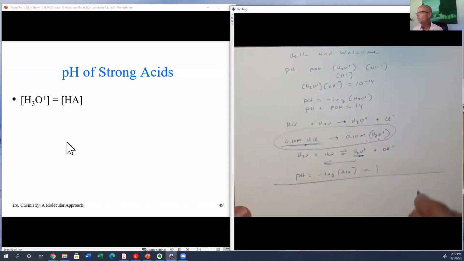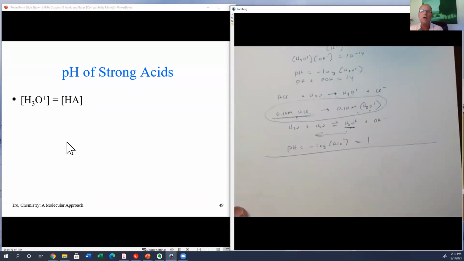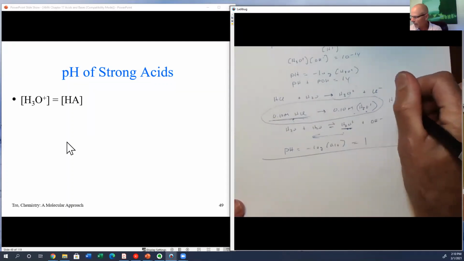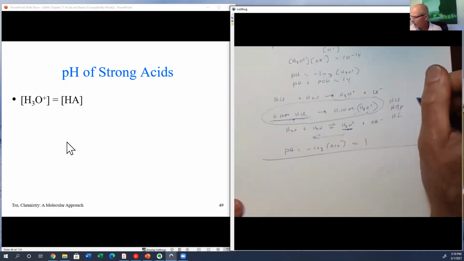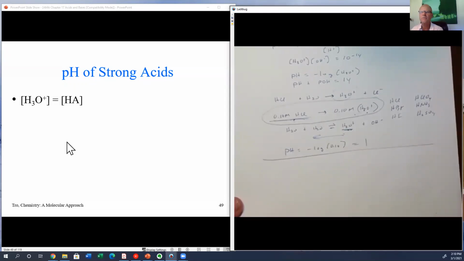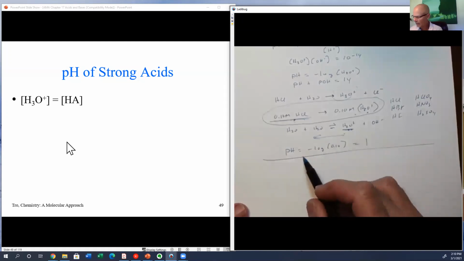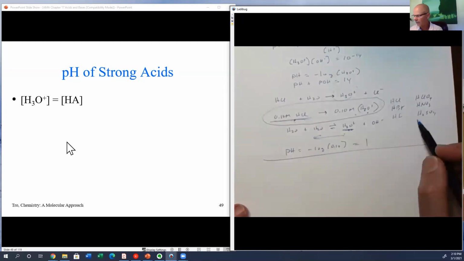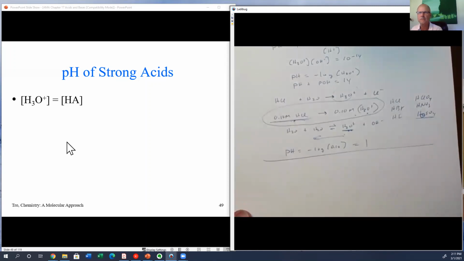Now, weak acids are a different story. And remember, I asked you to memorize 6 strong acids: HCl, HBr, HI, HClO4, HNO3, and H2SO4, right? So this idea applies to all of those. There are some cases in which it doesn't apply to H2SO4 because there's a 2 here, but we'll talk about that a little bit later, okay?